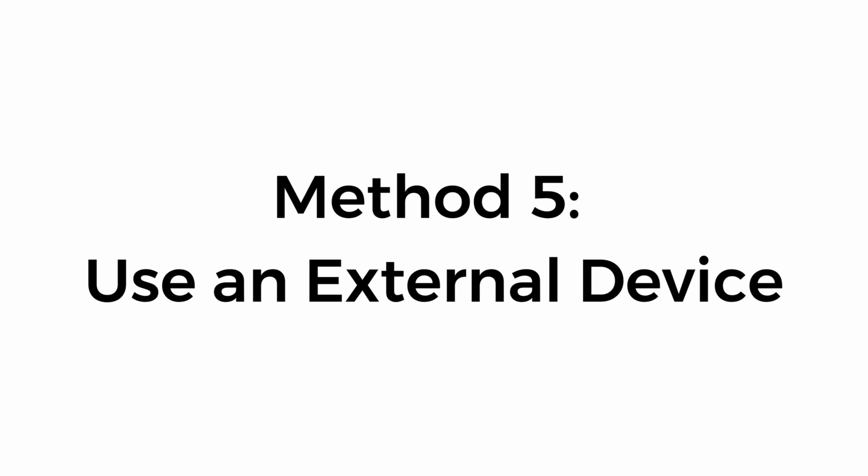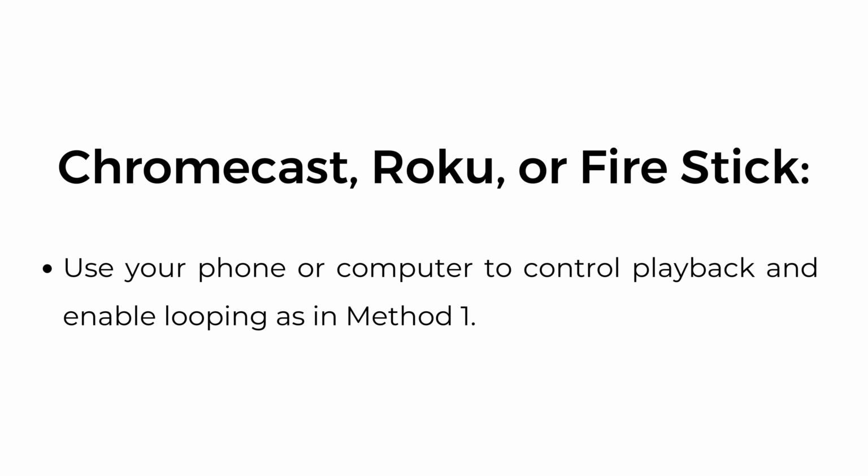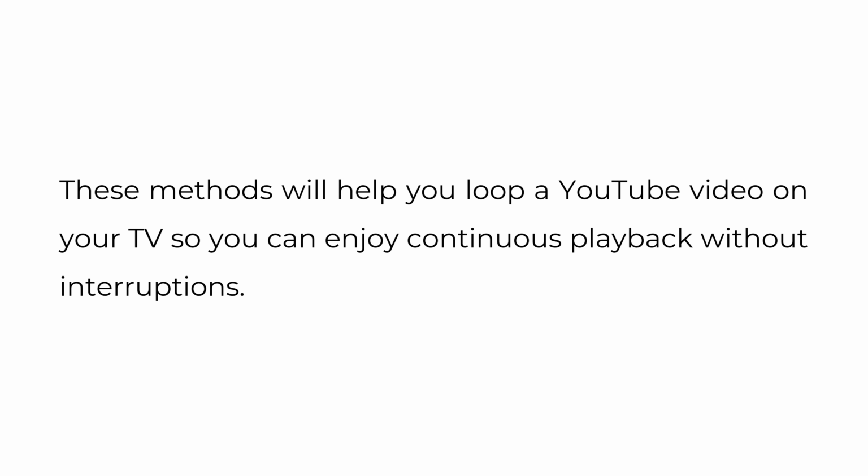Method 5. Use an external device. Chromecast, Roku, or Fire Stick. Use your phone or computer to control playback and enable looping as in Method 1. These methods will help you loop a YouTube video on your TV so you can enjoy continuous playback without interruptions.